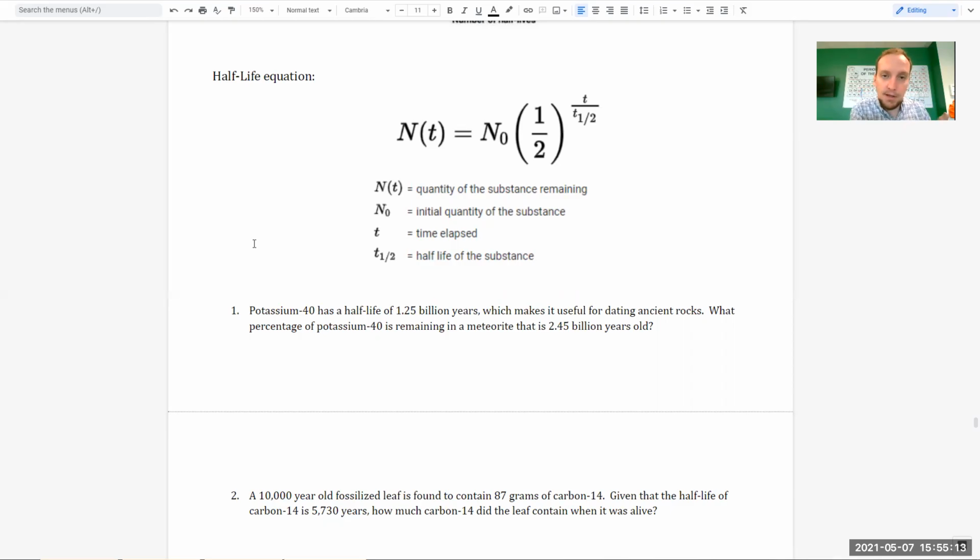Now, the moment that we pass away and we die, well, we stop consuming. Therefore, the carbon-12, which is stable, will stay consistent throughout, let's just say we're fossilized, and then the amount of carbon-14 will decay over time. So your carbon-12 is going to be consistent because it's stable. Carbon-14 will slowly decrease over time.